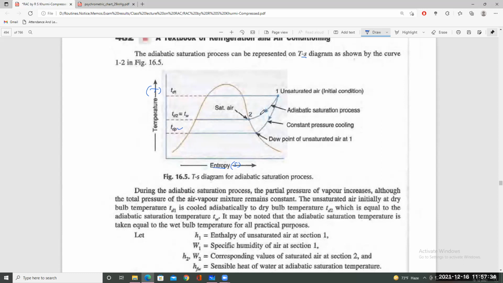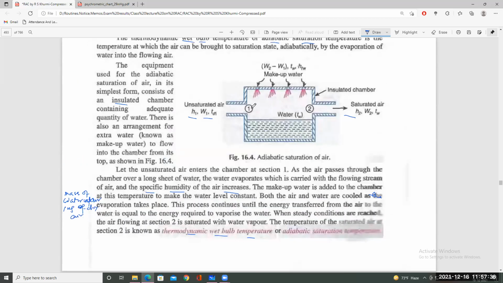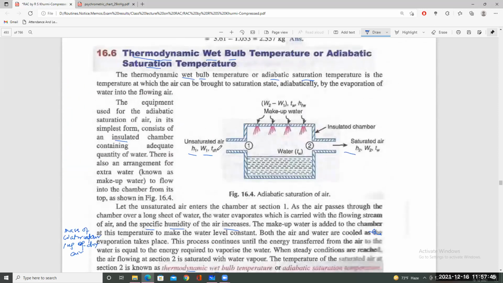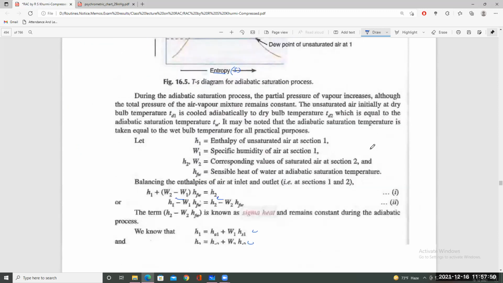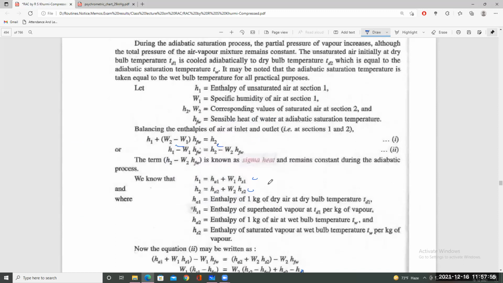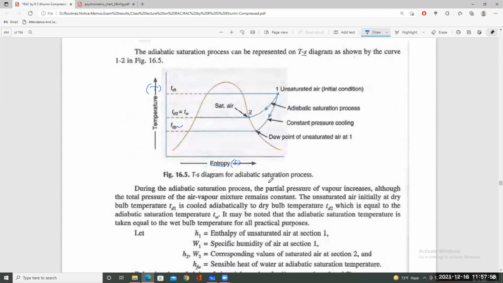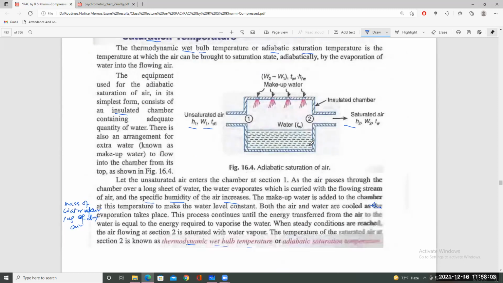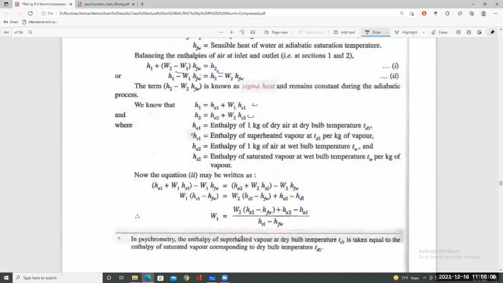This is point 1 and this is point 2, which is given here. Temperature and pressure are given, with dry bulb temperature TD1 and TD2 at the two points. Thus we are assuming what is the specific humidity at section 1, that is W1, and what is the specific humidity at section 2. So W1 is written in terms of W2, and there are different enthalpies at different points.